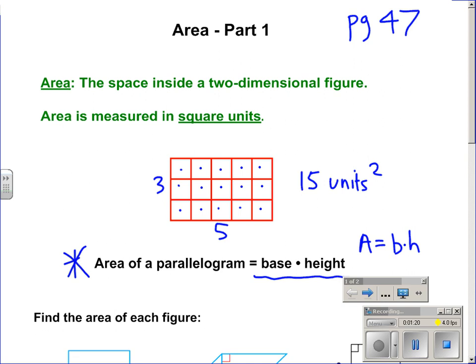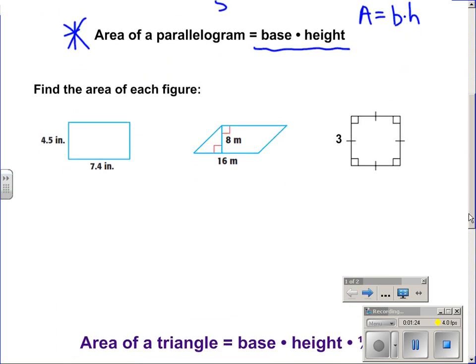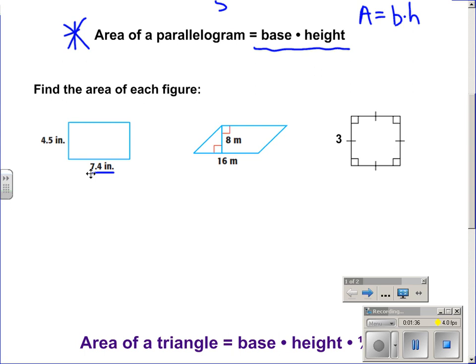So let's go ahead and do a couple for practice. Find the area of each figure. Better get my calculator here. Alright, so the first example, we're going to take the base of 7.4. We're going to multiply it by the height of 4.5, and the area of this shape turns out to be 33.3 square inches.